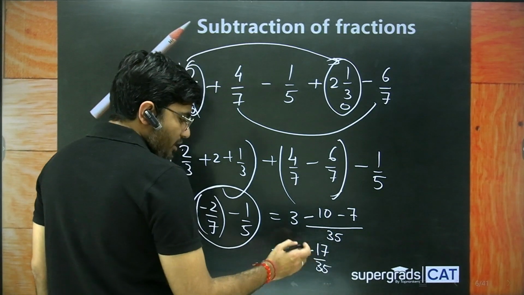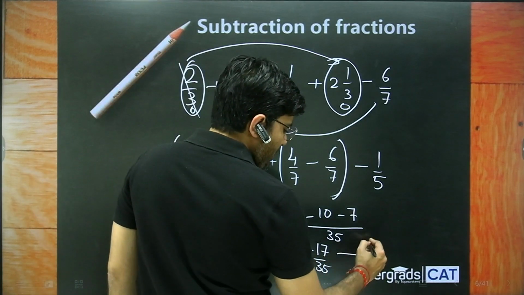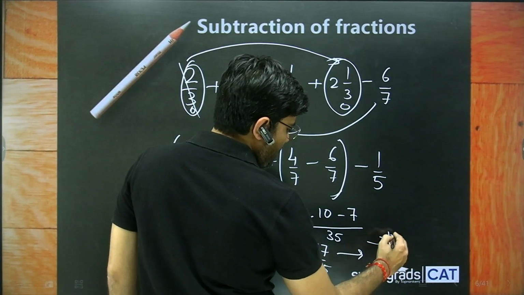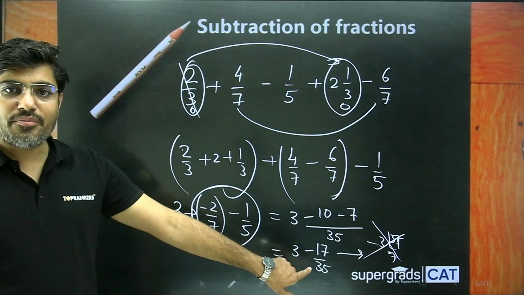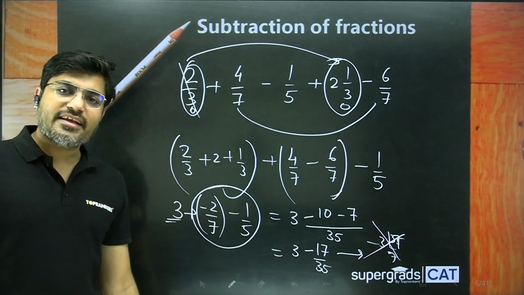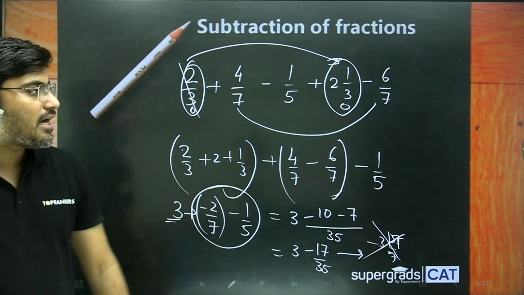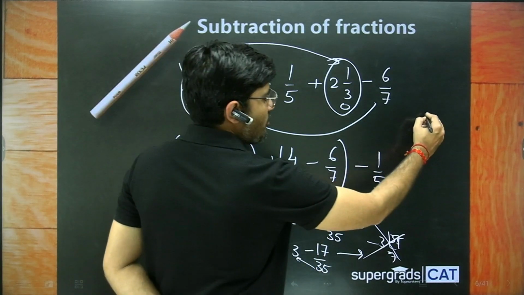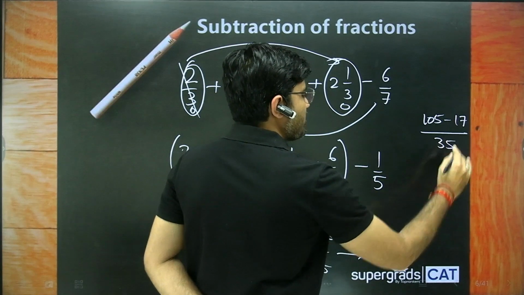And here there is a mathematical operator. Do not change it like 3 minus 17 by 35 into 317 by 35. No, this is wrong. Here there is a minus sign. If there were a plus in between, I could directly write 3 17 by 35, but since there is a minus sign, I will have to subtract. So how will I be solving this? 35 into 3 is what? 105 minus 17 upon 35. This will be the answer.